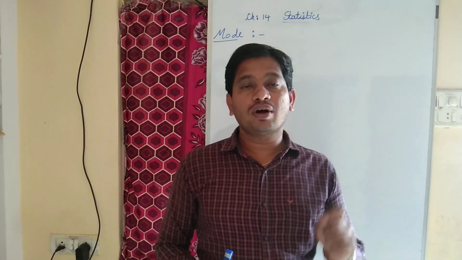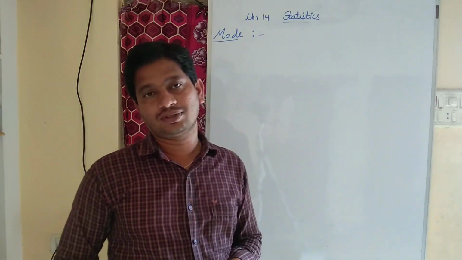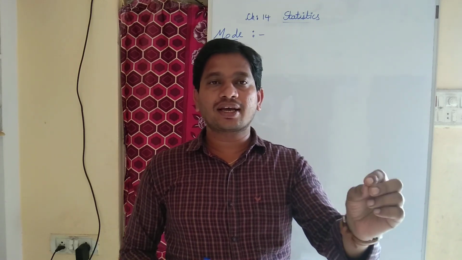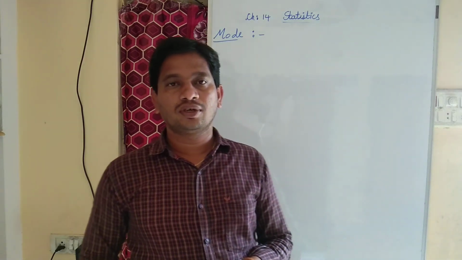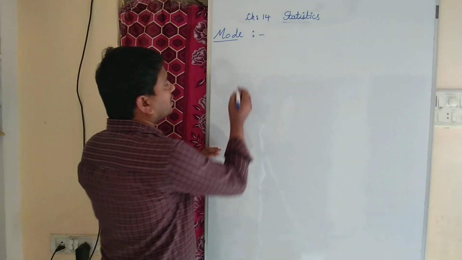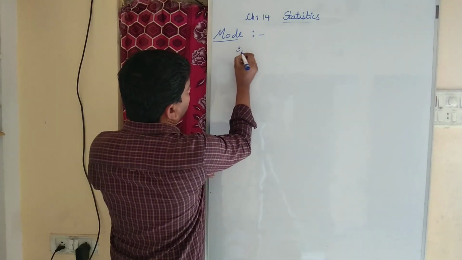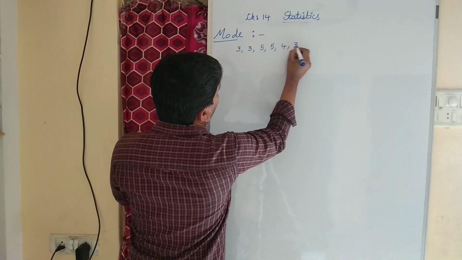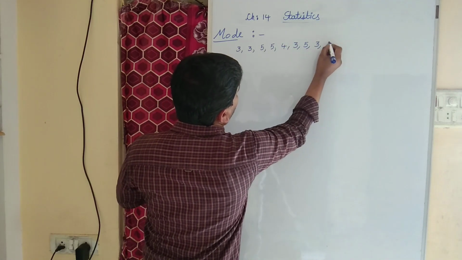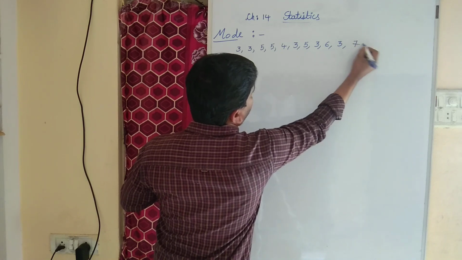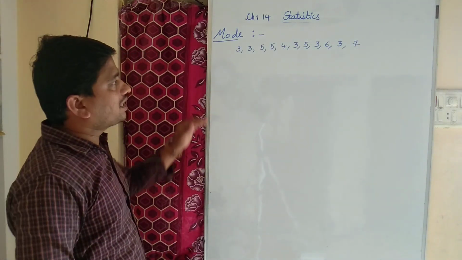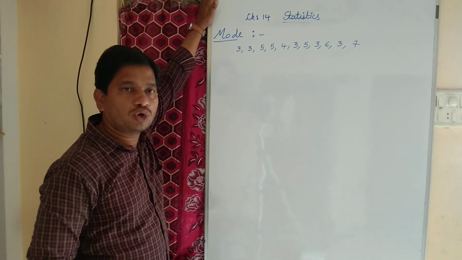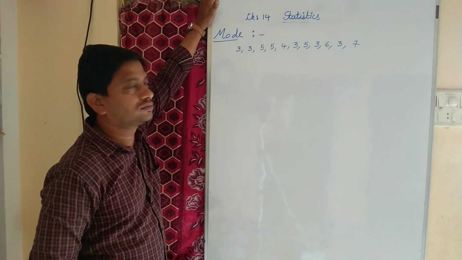Students, what is mode? Mode in the sense is the most frequently occurring item. For example, let us consider the following data: 3, 3, 5, 5, 4, 3, 6, 3, 7. This is the data, and we have to find out the mode of the given data.